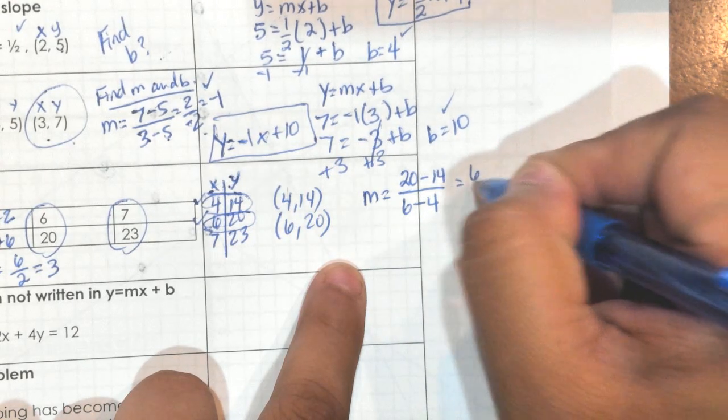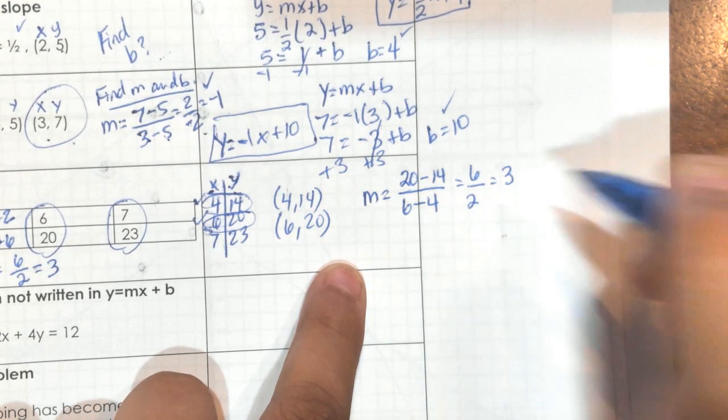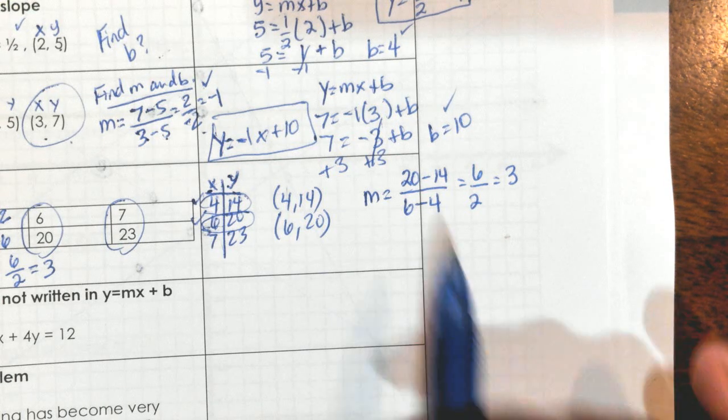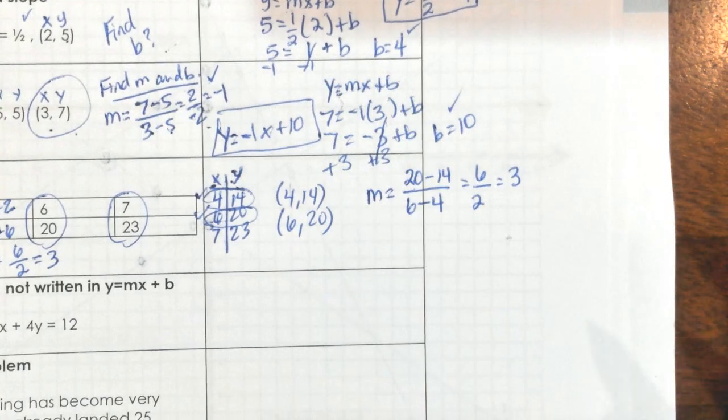You have 6 here, you have 2 here, you get 3. Everything has a backup plan that has a formula with it. So use your formulas. You're given them. You're going to be given the y equals mx plus b. It's staring you in the face.